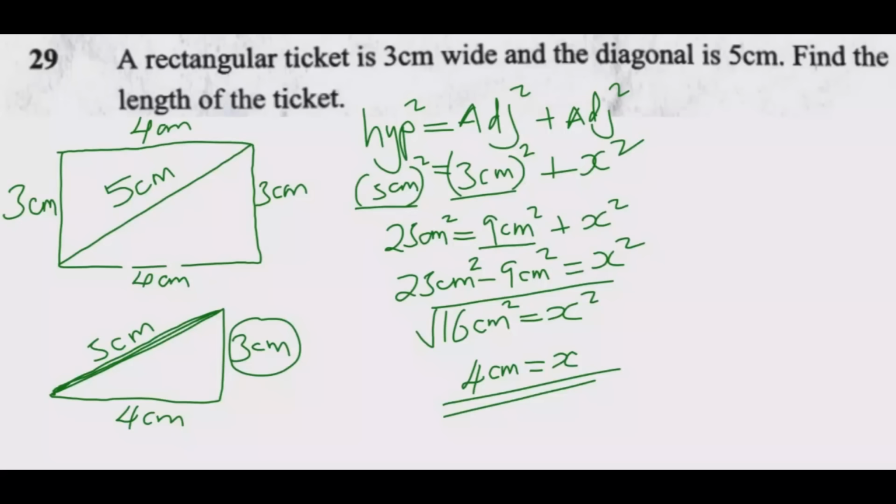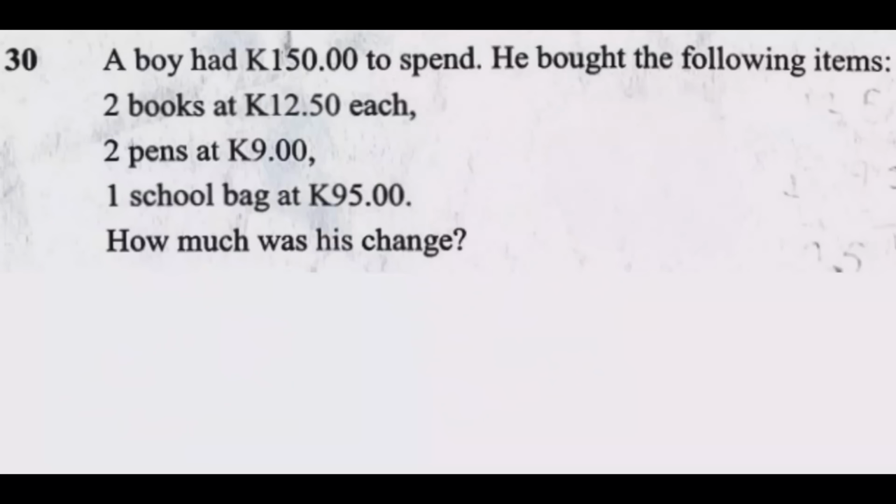Let's go to the next question. The next question is question 30, which was as follows. A boy had 150 kwacha to spend. He bought the following items: 2 books at 12 kwacha 50 ngwe each, 2 pens at 9 kwacha, 1 school bag at 95 kwacha. How much was his change?